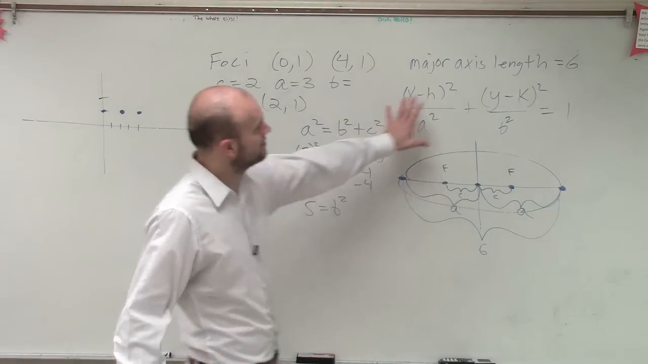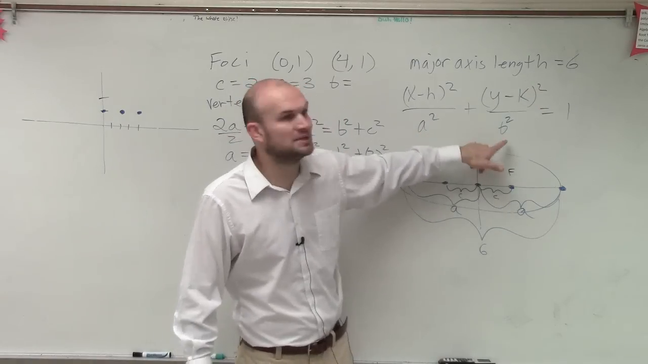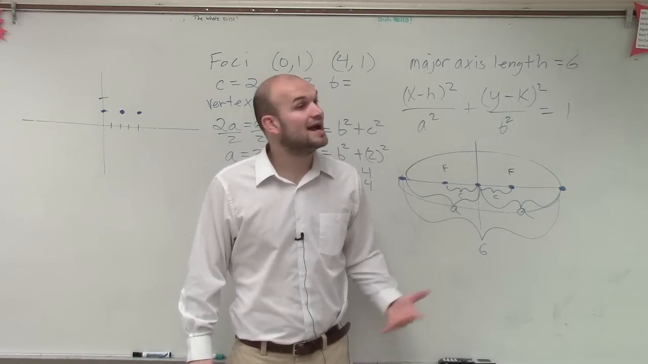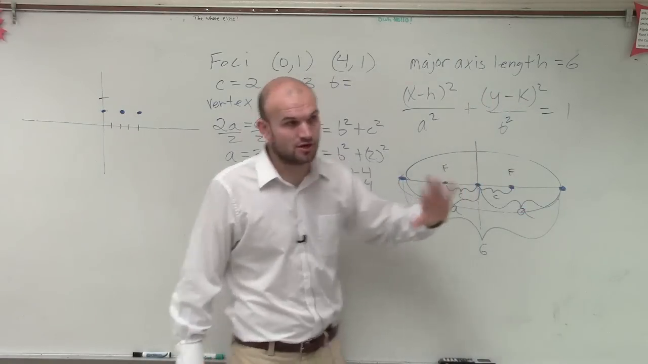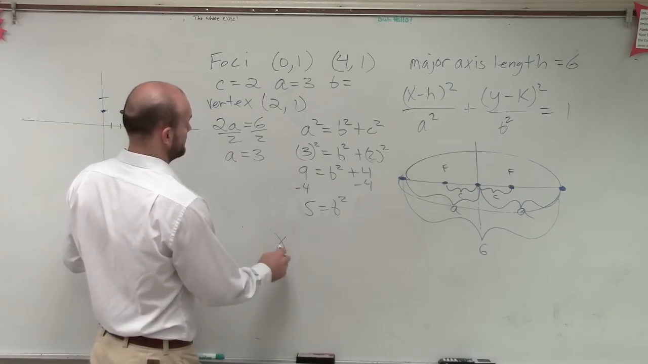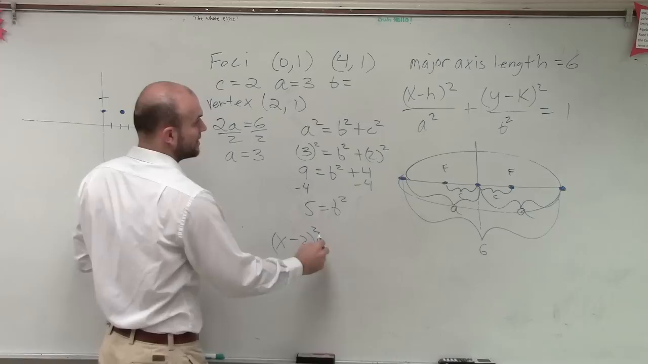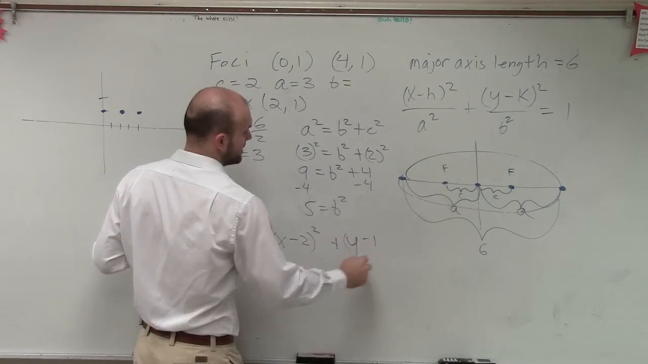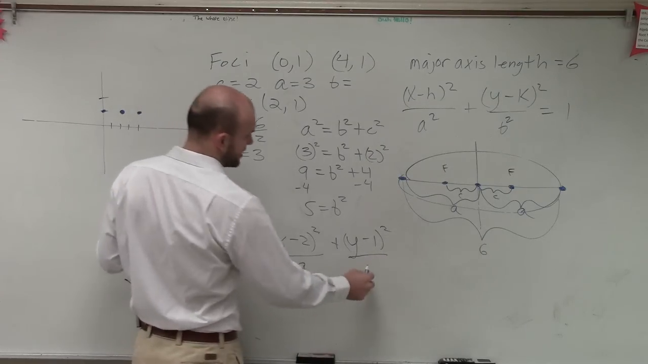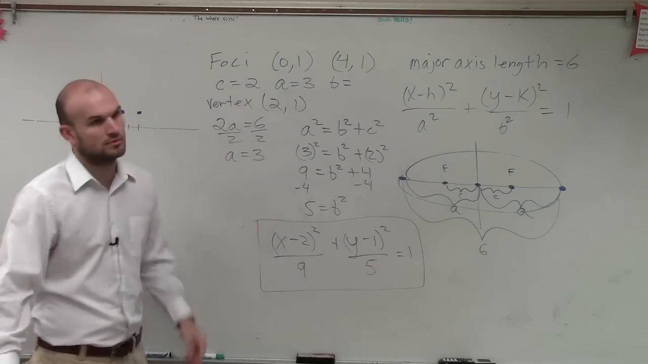So now, here's our standard form. Let's plug in what we know. Do we know h and k? Yes. Do we know a? Yes. Do we know b? Yes. What do x and y represent again? Why do we not need to figure those out? Those are just random points. x and y represent all the points on the ellipse, so we don't have specific points in there because they represent all of them. So therefore, our final answer is (x minus 2) squared, because remember the formula says the opposite of h, since h is 2, plus (y minus 1) squared, divided by a squared, which is 9, divided by b squared, which is 5, equals 1. Ta-da!